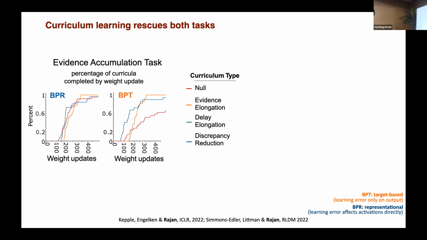So here's the evidence accumulation task. Once again, you see the cumulative percentage of the networks that can do the task as a function of weight updates. In the evidence accumulation task, you can see the behavior-based one, the null one, which was orange before, is now the red curve. And you can see that there's a speed up in learning with two different curricula. In response to the evidence elongation curriculum, as well as the discrepancy reduction curriculum, regular backprop, your run-of-the-mill backprop, experiences a speed up in learning. You don't see that appreciably in the representational version.